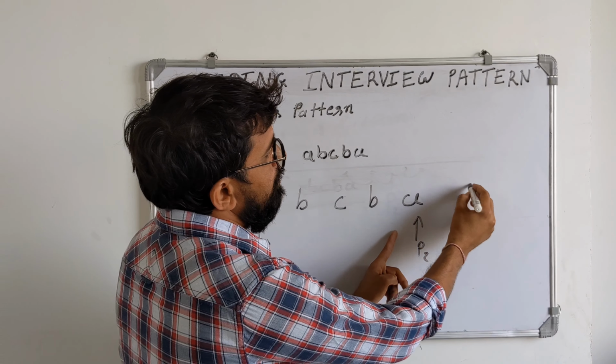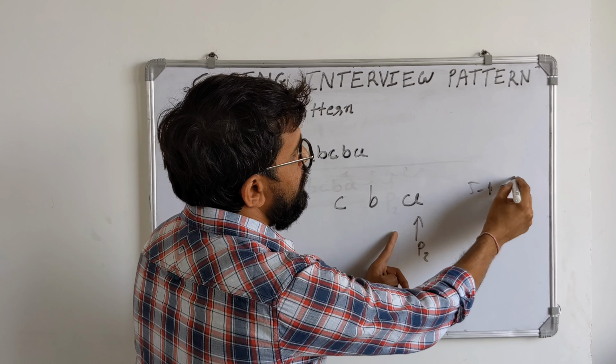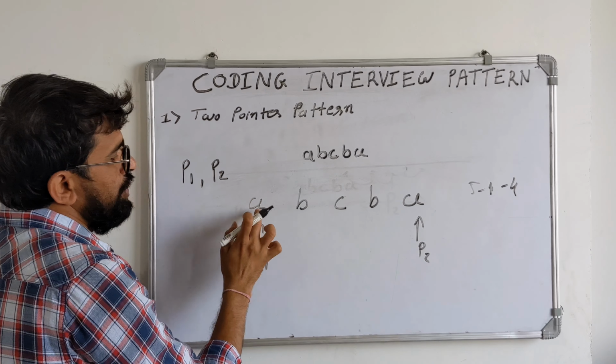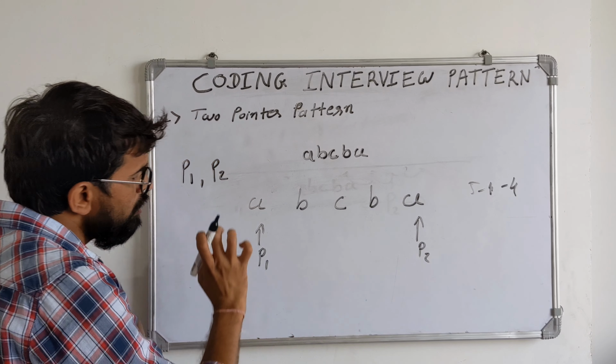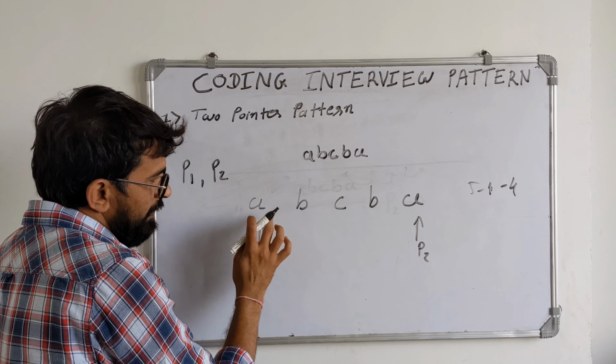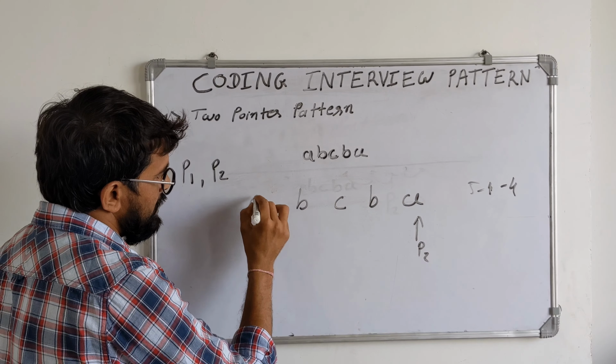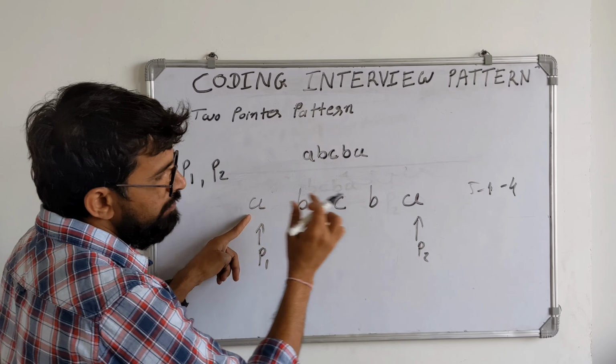So it is 5 minus 1, which is equal to the fourth position, because the string indices are 0, 1, 2, 3, 4. So this is the fourth index. Now, once from the beginning we will compare: pointer P1 is A, P2 is A.